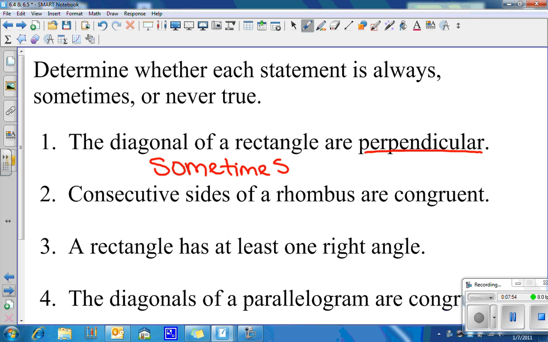It's only perpendicular if it's a rhombus. You got me? The ones we just talked about a couple pages ago? It's only perpendicular if it's a rhombus, and a square is both a rhombus and a rectangle. So it's only sometimes. And it only works if it's a square. In this case. All right.